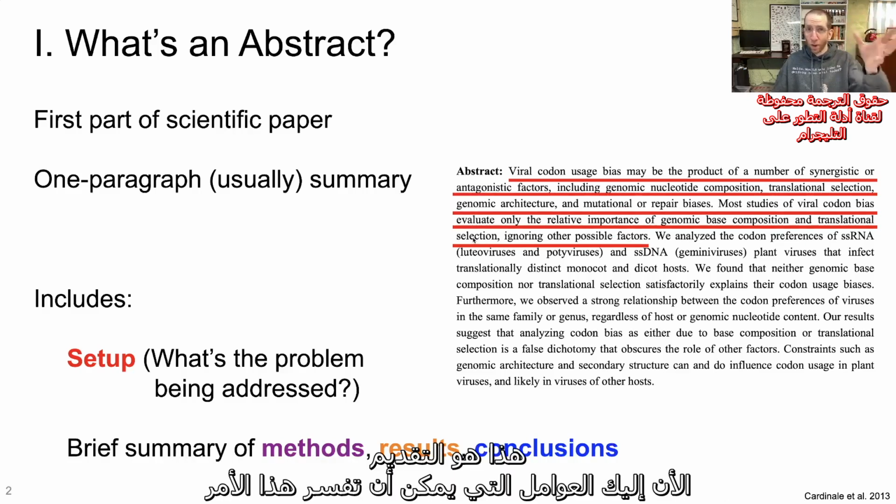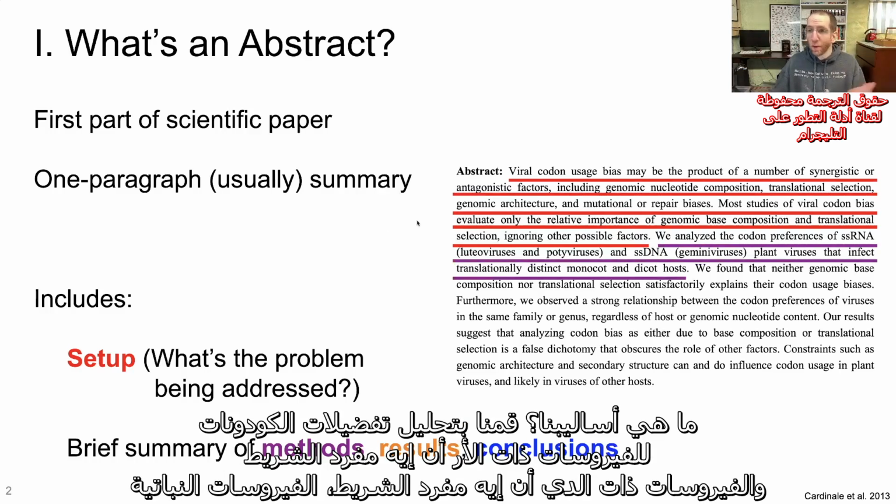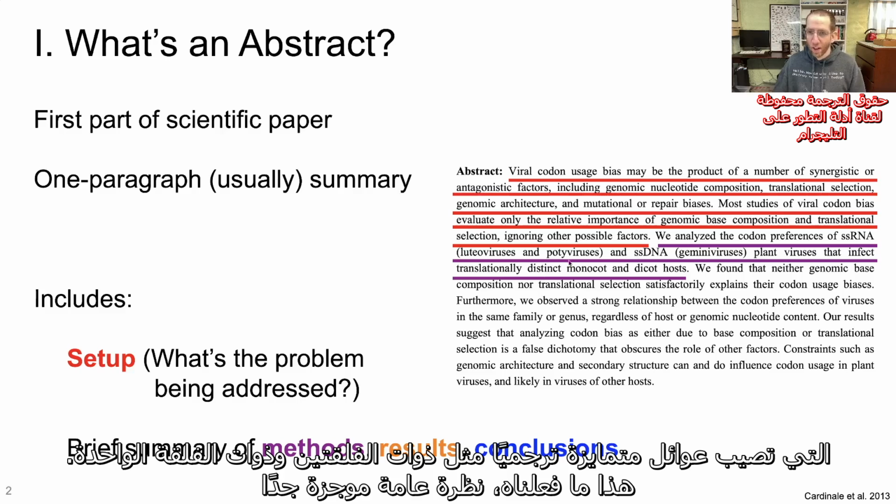Here are the things that could explain this thing. Most studies only consider a couple of factors and ignore the rest. So what did we do? What were our methods? We analyzed the codon preferences of single-stranded RNA viruses and single-stranded DNA viruses, plant viruses, that infect translationally distinct monocot and dicot hosts. That's what we did. Very brief overview.